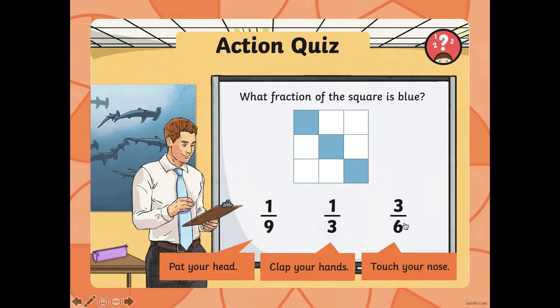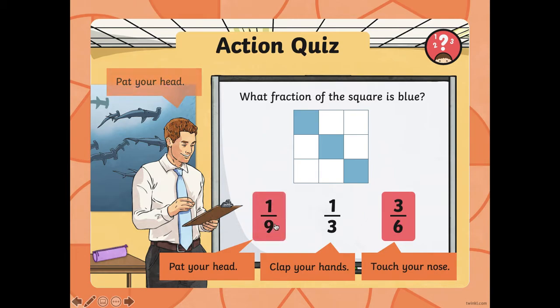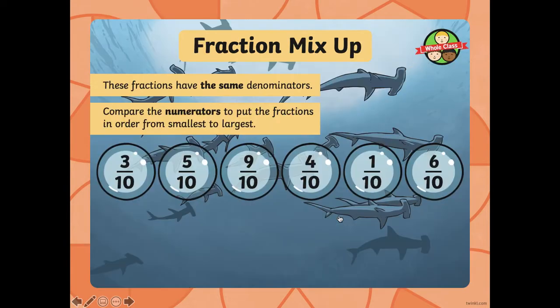3/9. Wouldn't be this one because it's 3/6. That's not right. Wouldn't be 1/9 because it's 3/9. But we know the equivalent fraction would be 1/3. Well done, if you got that one correct.